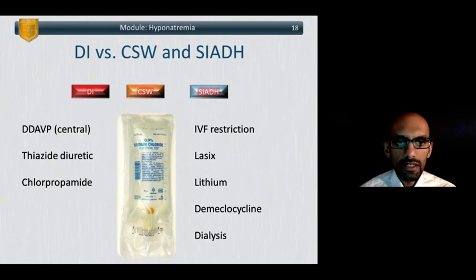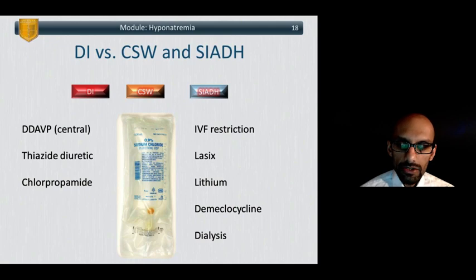So here in this slide, what we see is a comparison of DI versus cerebral salt wasting and SIADH. With DI, particularly if it's central, it's pretty easy to treat. You just give them arginine vasopressin, ADH, through the IV. You can also treat, as I said, if it's nephrogenic, with a thiazide diuretic, chlorpropamide, or carbamazepine. Cerebral salt wasting, you just give them what they don't have, which is some isotonic saline, and that should restore their volume and their sodium.